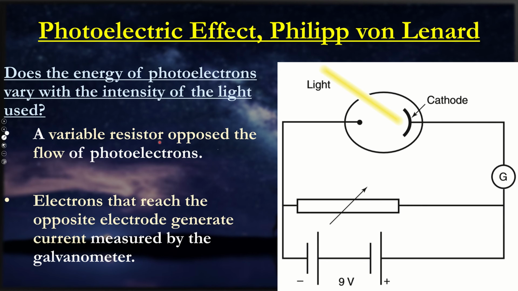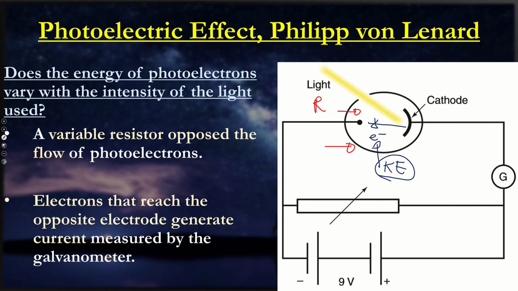So he had a variable resistor that tried to oppose the flow of the electrons. So why are we doing that? Now the idea is, if you eject these electrons out, okay, they're going to have some kind of kinetic energy. If you have a resistor, you're trying to oppose the moving electrons. So the electrons are going in this particular direction. I'm going to use a resistor. My resistor is going to try and force it to go in this direction.